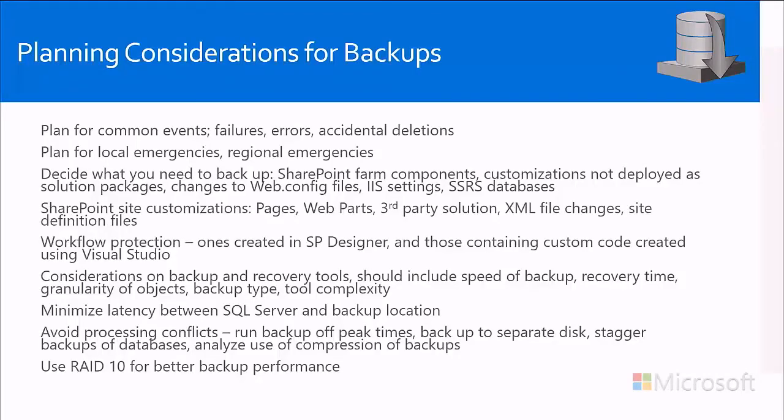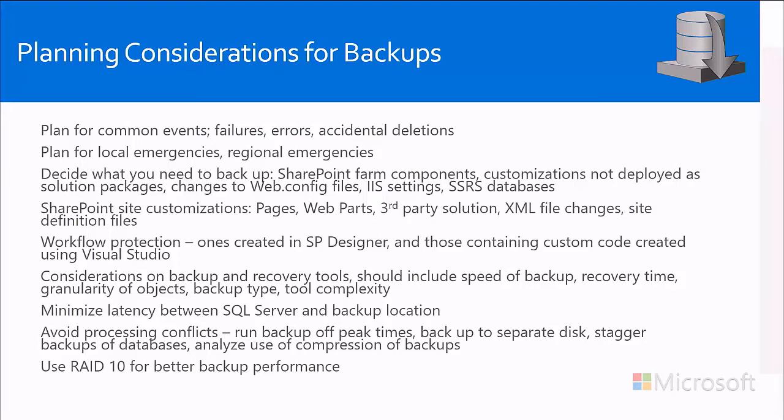So planning considerations. We're talking about planning as we go throughout this course, and we've got several options available to us here. First off, plan for common events, failures, errors, and accidental deletions. I think you even talked about this earlier. Someone accidentally deletes a document, or the CFO, the whole library. Yeah, or the whole entire library list.